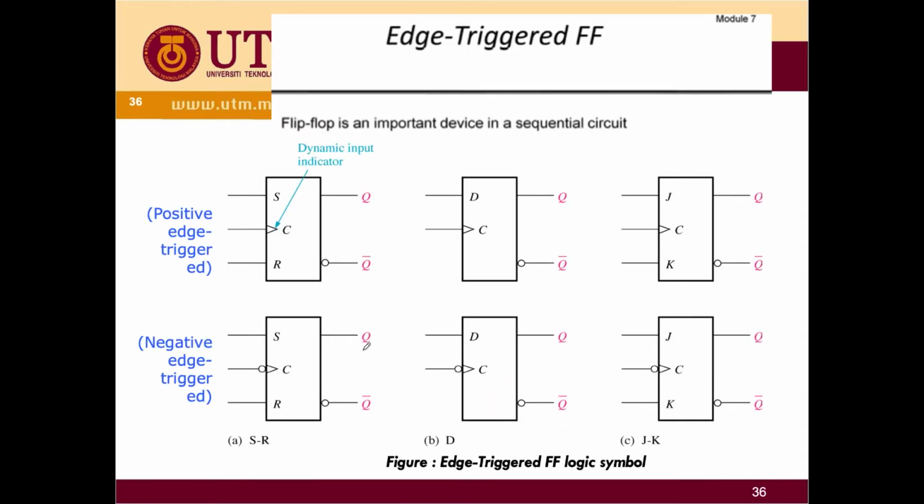So over here, this is the picture listing your edge-triggered flip-flop. Flip-flop is an important device in a sequential circuit. Normally you are going to have at least one flip-flop in your sequential circuit. So you can see over here there are 2 types, which are positive edge-triggered and also negative edge-triggered.